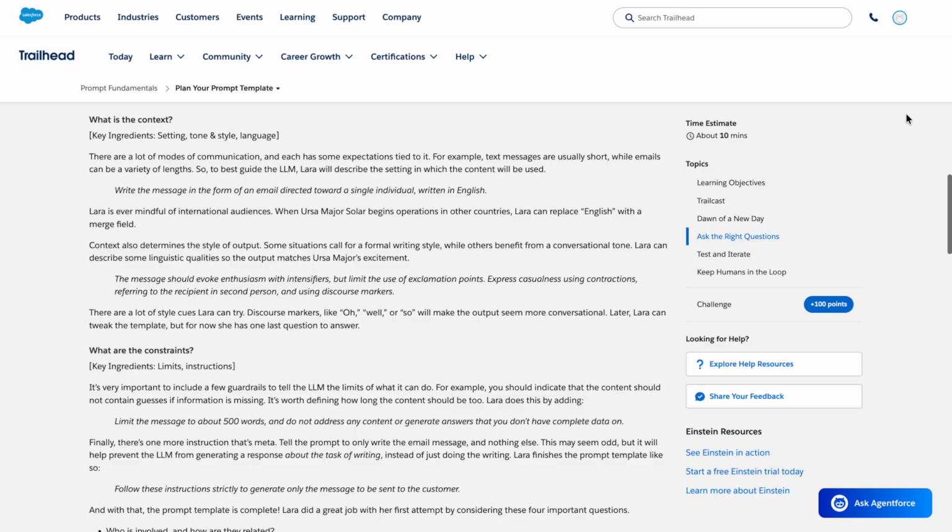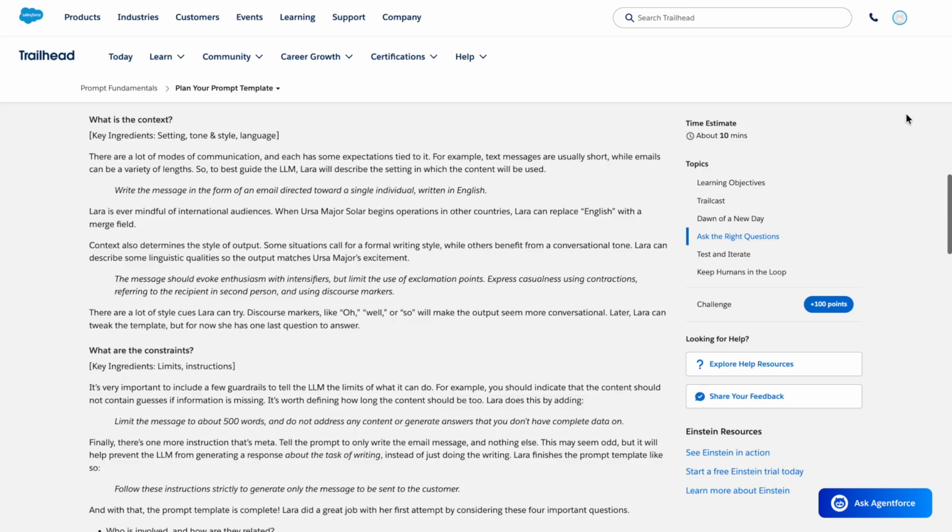There are a lot of modes of communication, and each has some expectations tied to it. For example, text messages are usually short, while emails can be a variety of lengths. So to best guide the LLM, Laura will describe the setting in which the content will be used. Write the message in the form of an email directed toward a single individual, written in English. Laura is ever mindful of international audiences. When Ursa Major Solar begins operations in other countries, Laura can replace English with a merge field.